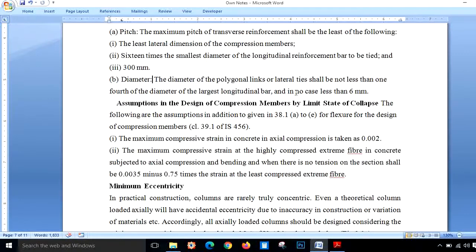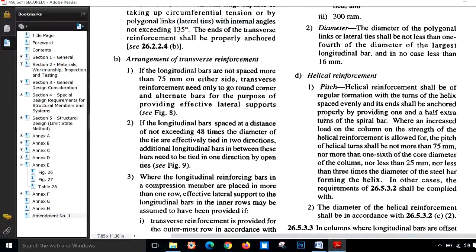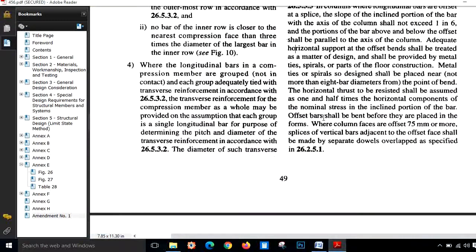In no case should the diameter be less than 6 mm, so minimum 6 mm diameter we have to provide. A few of the assumptions made in the design of compression members are given below. As per clause 39.1, compression member formulas are given in 39.1, so I will open 39.1.